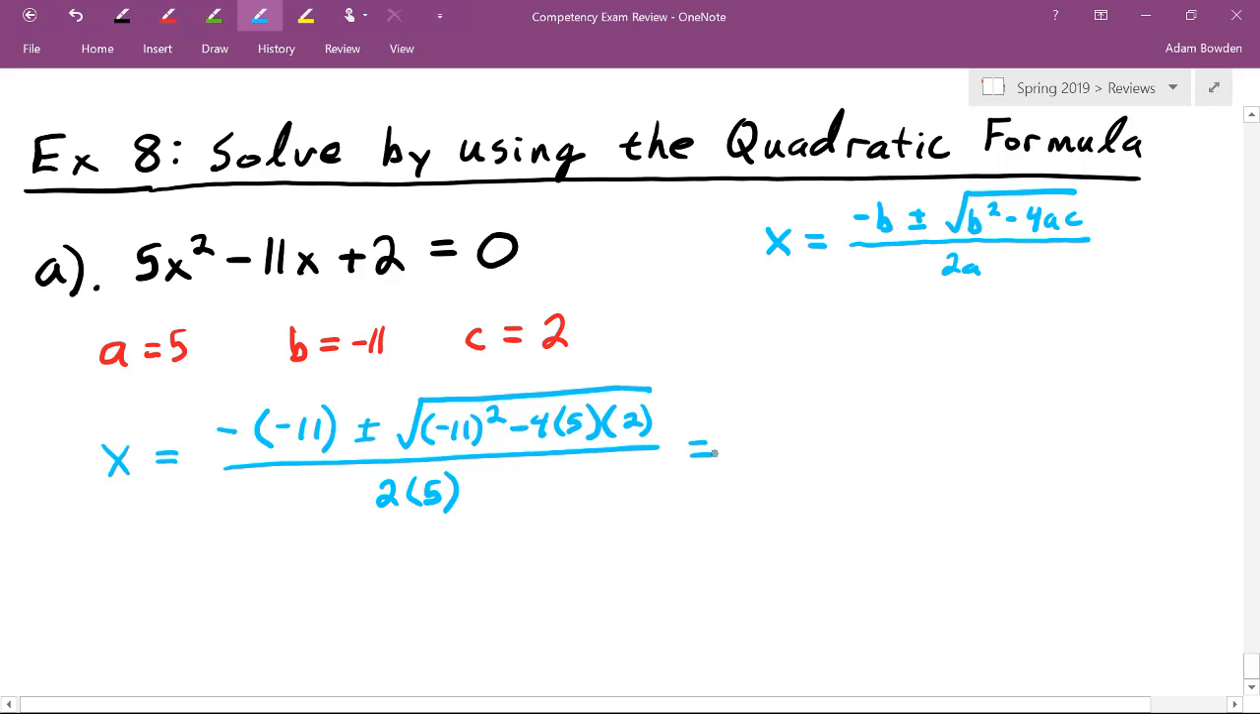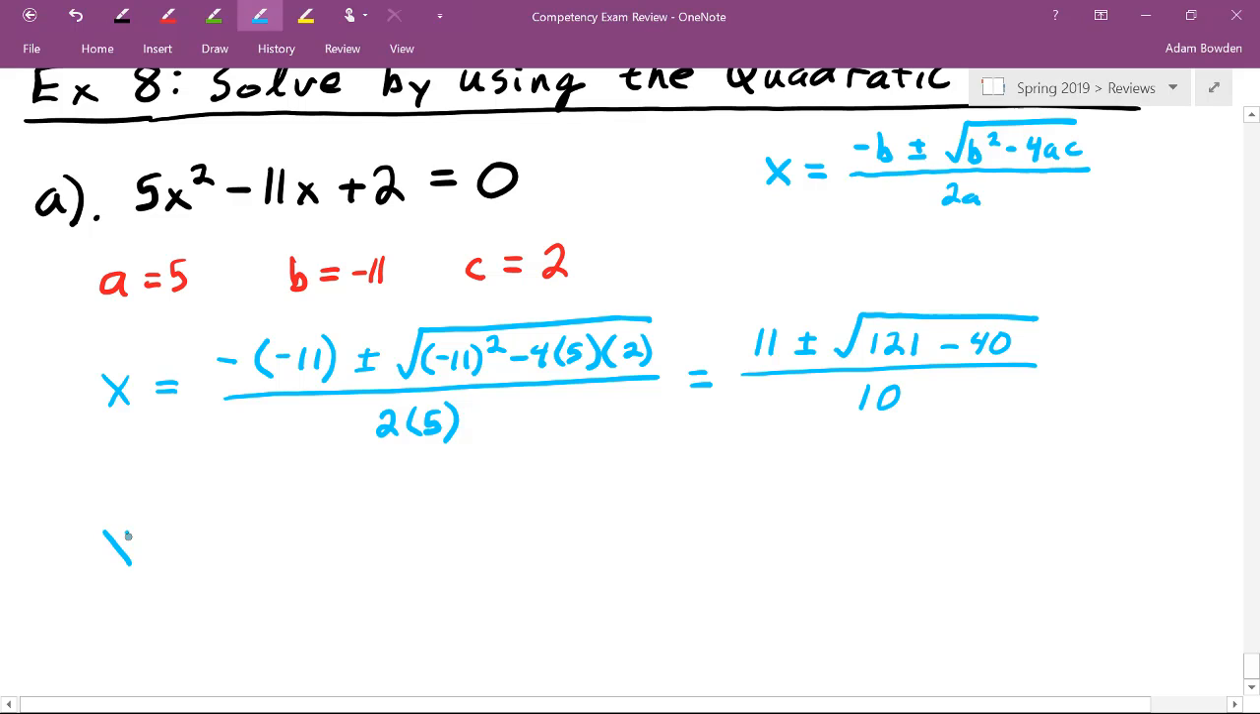Now we have to run through the calculations. Negative 11 turns into positive 11 plus or minus the square root of negative 11 squared would be 121 positive. Negative 4 times 5 times 2. Multiplying the three numbers together, you get negative 40 all over 10.